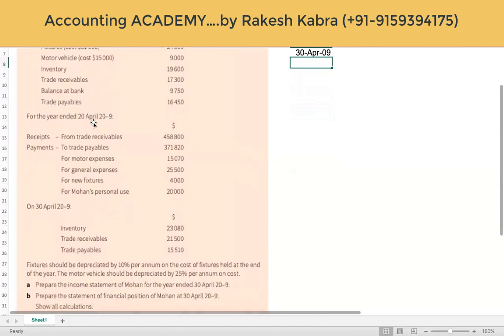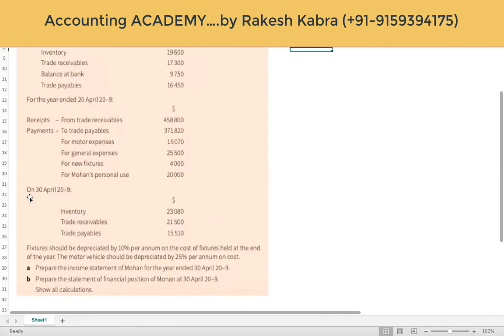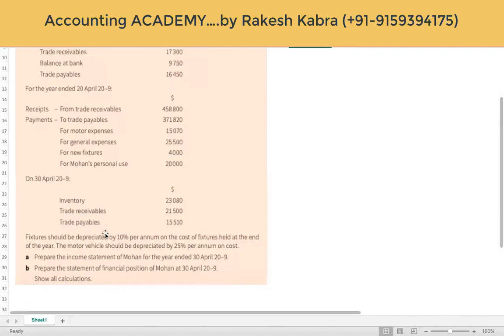Now see, during the year what happened? Receipts are given. We got money from whom? Trade receivables, $258,800. Then we made payments to trade payables. We paid for motor expenses, then other expenses, then we bought new fixtures, then Mohan has withdrawn money for personal use. Then on 30th April, the last date, we have two current assets and two current liabilities given: inventory, trade receivables, and trade payables.